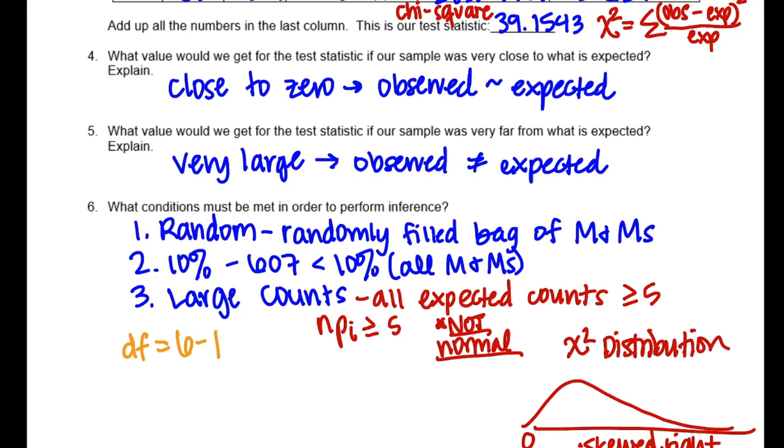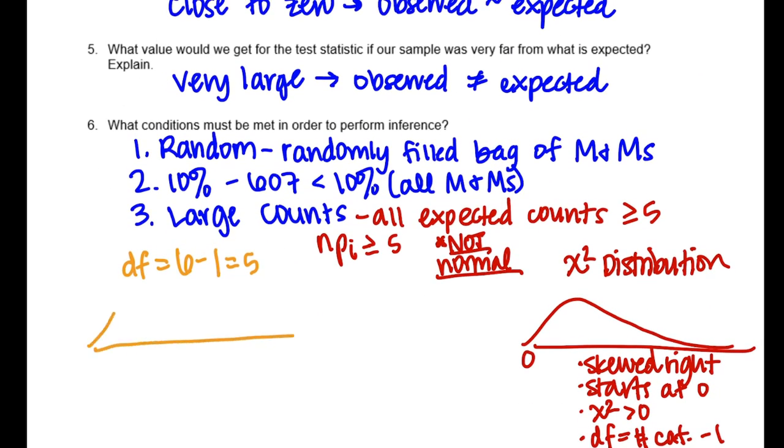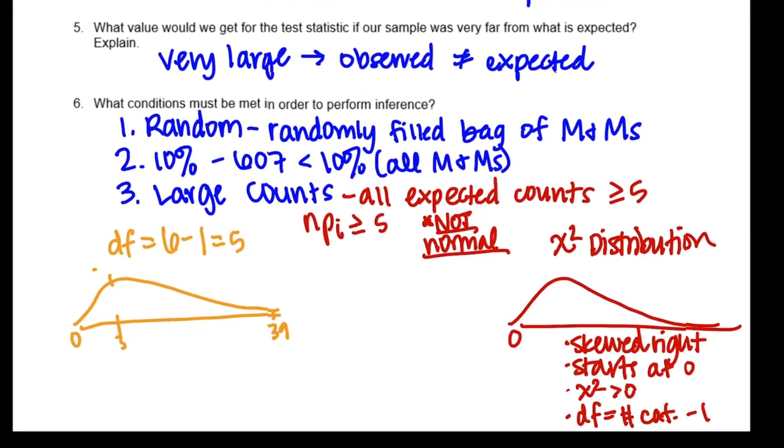So I would draw this. The peak is at the DF minus 2, so that would be at 3. And so we have 0, 1, 2, 3. And then our chi-square of 39.1543 is way out here. So I'm going to show you how to get the p-value.